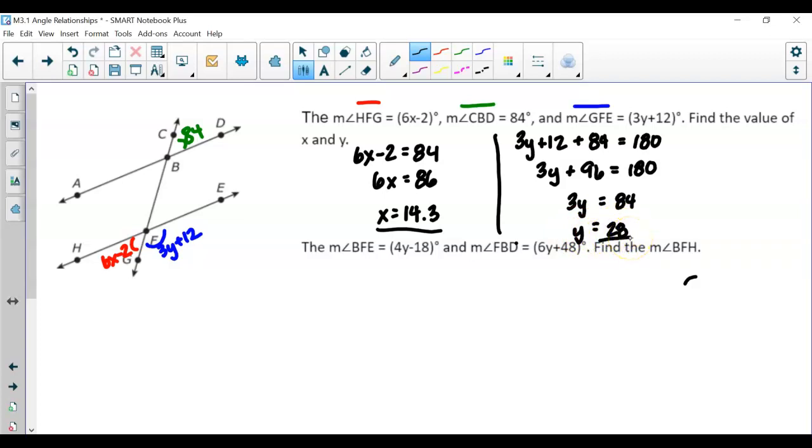Go ahead and pause the video, so we'll erase here. If you need to redo this, because we're going to use the same picture, go ahead and pause the video and try this second one on your own.